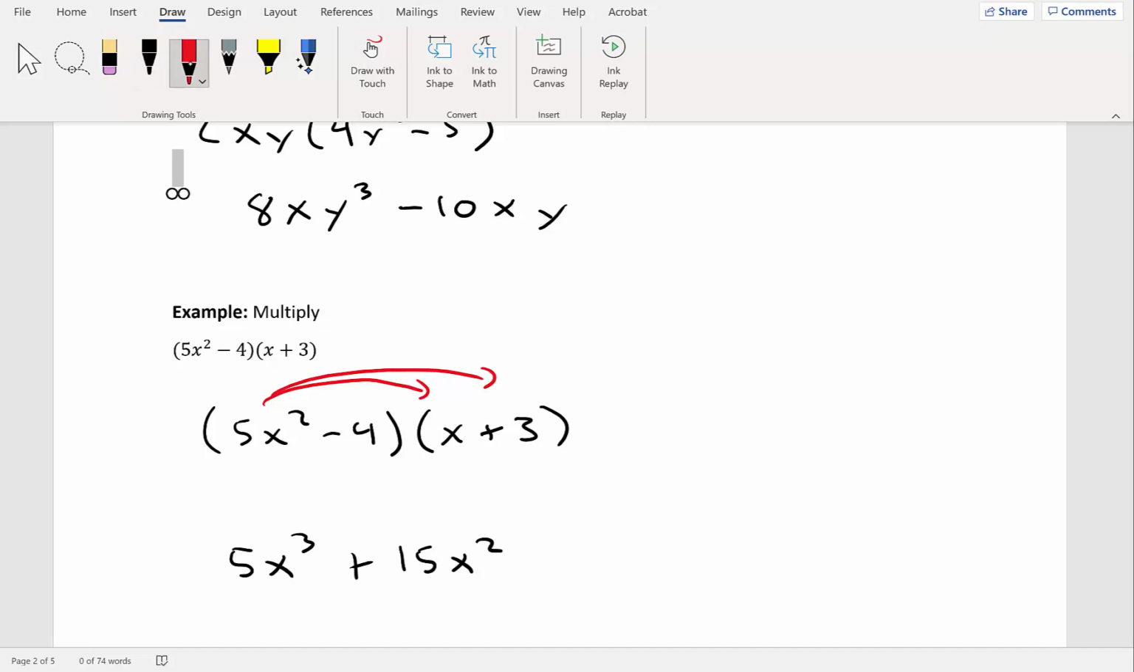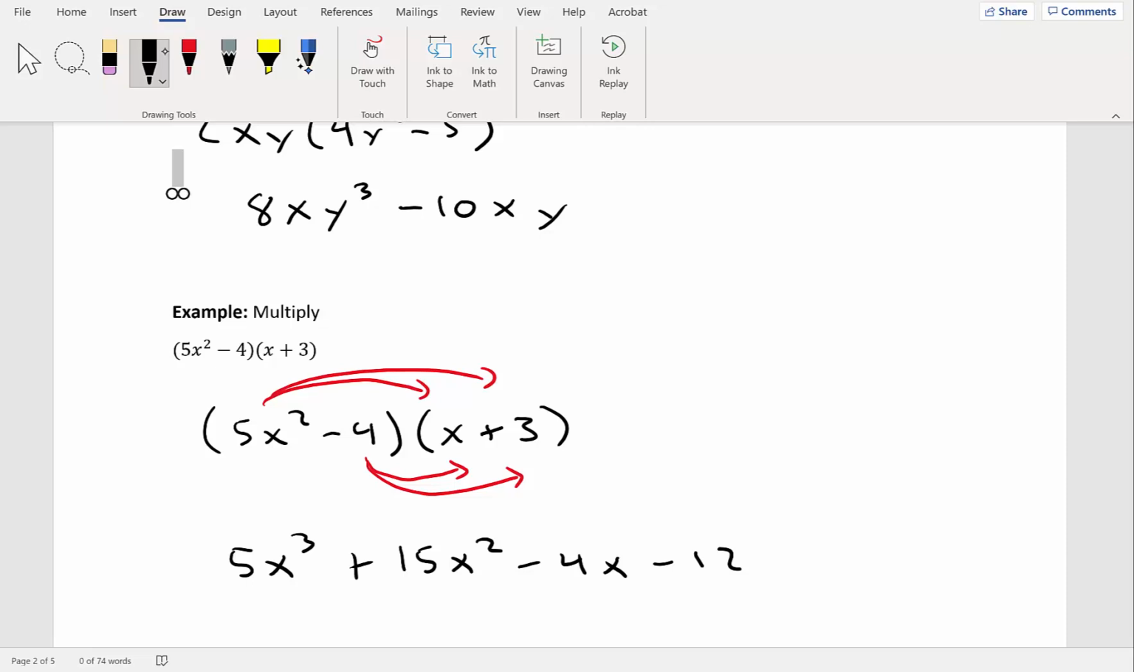Once you're done distributing out that first term, take the second term in the first binomial and distribute it out to these as well. Negative 4 times x, you get negative 4x. Now negative 4 times 3, you get negative 12. And what we just did right there is FOIL. But we didn't have to memorize what FOIL meant, and we didn't have to worry about the order that we multiplied it.